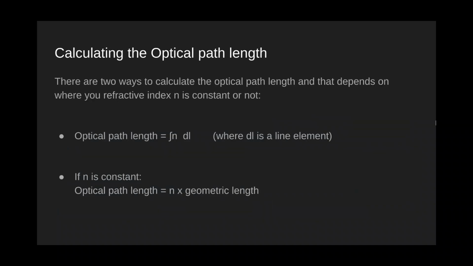Now, to calculate the optical path length, there's two ways of doing it. There's one where the refractive index in the medium is constant, and one where it changes. For the one where it changes, you have this integral of the refractive index n with dl, which is your line element. So we imagine breaking your path into small pieces, and then your refractive index changes as you go along that. That gives you your optical path length. Or if n is constant, then you just multiply it by the length between the 2 points.